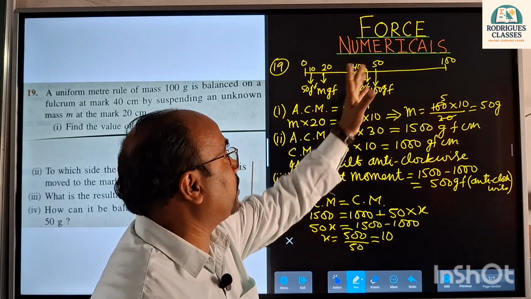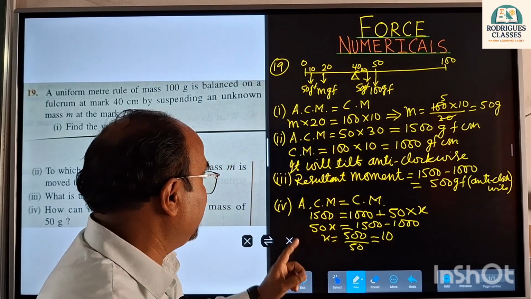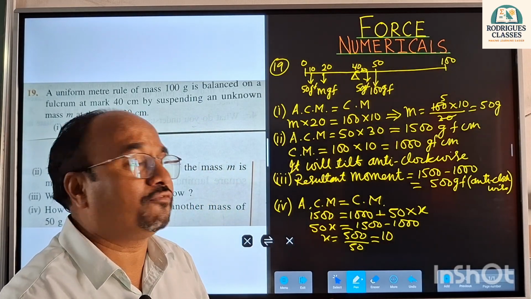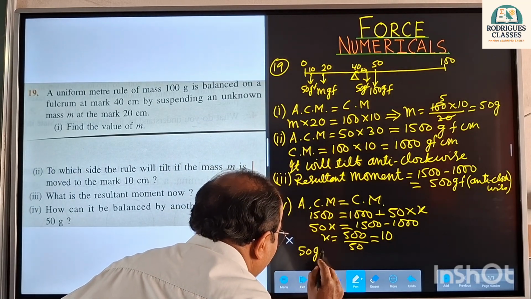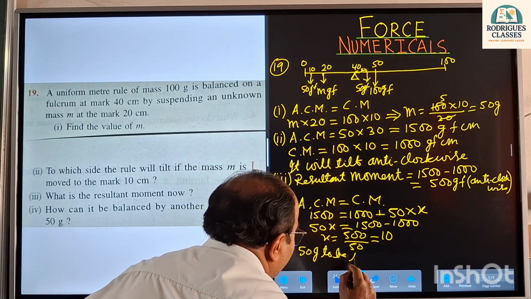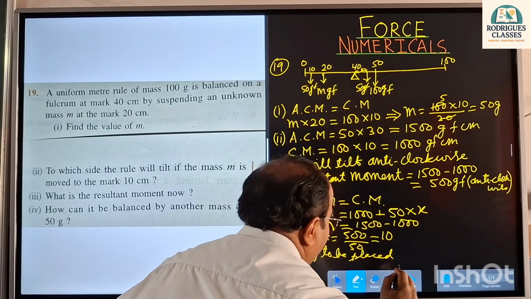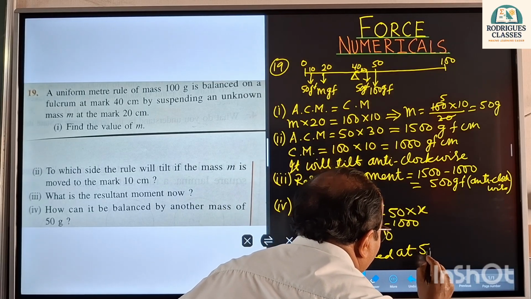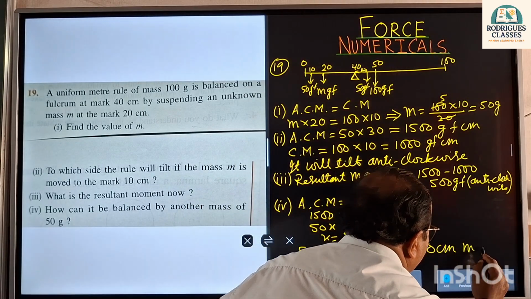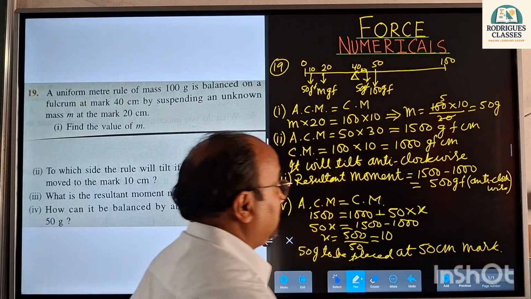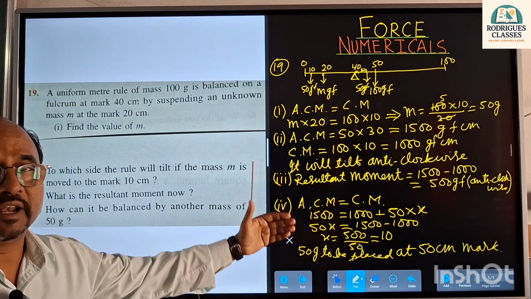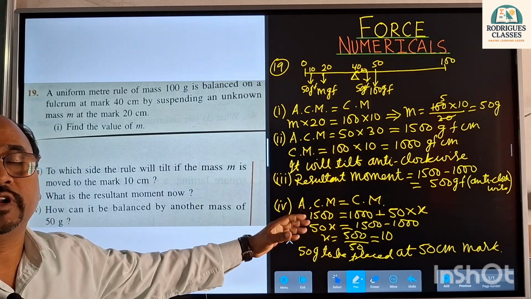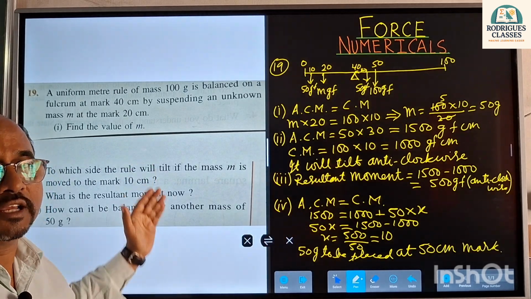So from 40 to 10 at 50. It means 50 grams should be placed at the 50 centimeter mark. So I will write here 50 gram to be placed at 50 centimeter mark. So this sum is done. Go through what I have explained here properly, which will help you in understanding how to do numericals of this type.